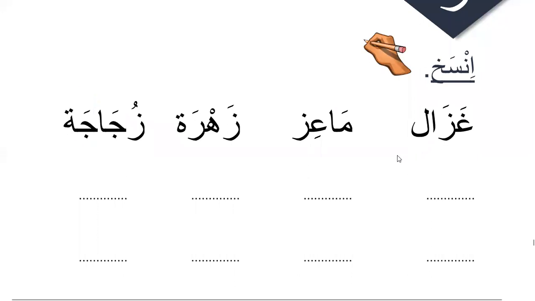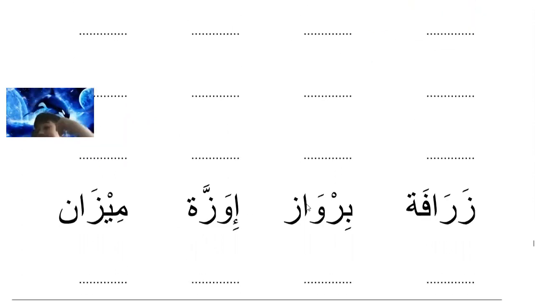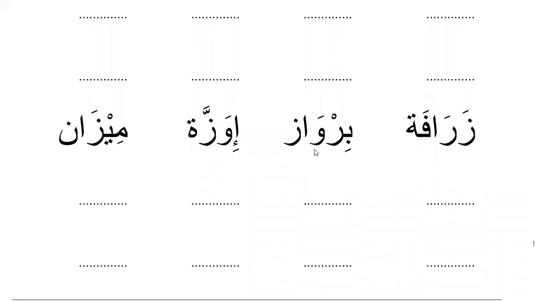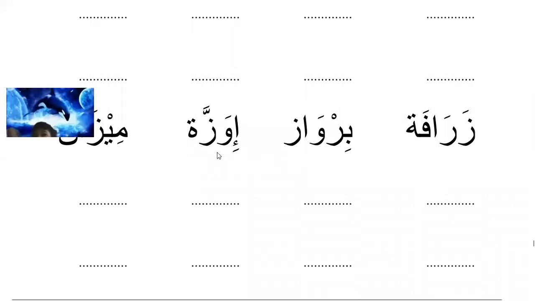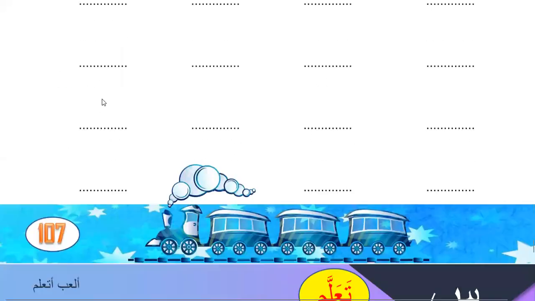Word meaning? Gazelle. Gazelle, okay. Okay, the next is, what is it? Ma is, it's probably goat. Yes, goat. Zahra, flower. Zujaja, bottle. Good. Zarafa is giraffe. Bir was is probably a frame. Good. Swan. Good. Mizan is probably a scale, a balance. Yes.